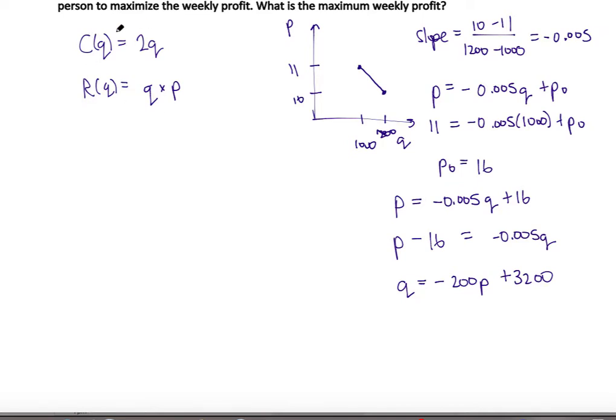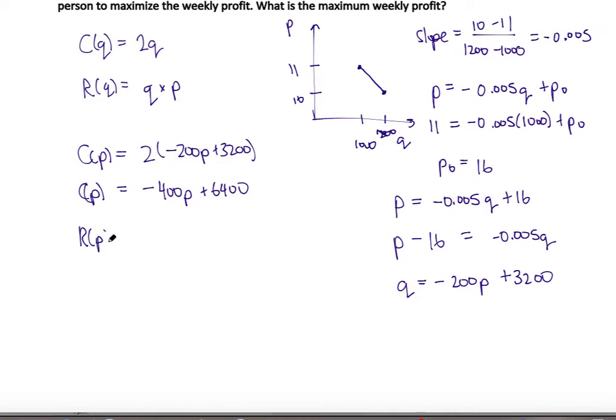So I can take this and plug it into my cost and revenue functions. And so my cost function in terms of price is just going to be 2 times negative 200p plus 3,200. So we'll simplify here, so negative 400p plus 6,400 is our cost in terms of price. Our revenue in terms of price is going to be our quantity function, which is negative 200p plus 3,200 times just p, which is our price. And so this will be negative 200p squared plus 3,200p.